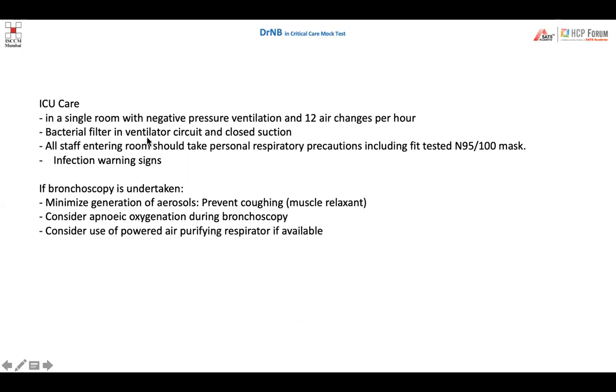A bacterial filter should be there in the ventilatory circuit and a closed suction should be used. All staff who are entering the room should wear personal protective equipment, including an N95 mask or an N100 mask, and an infection warning sign should be put up.